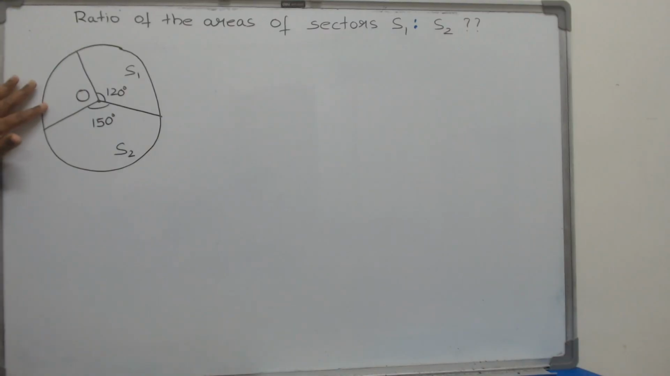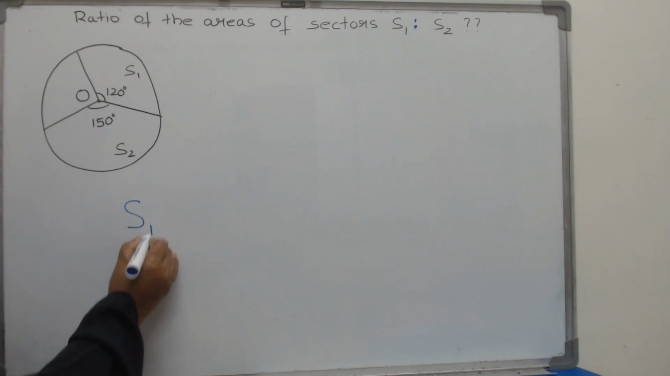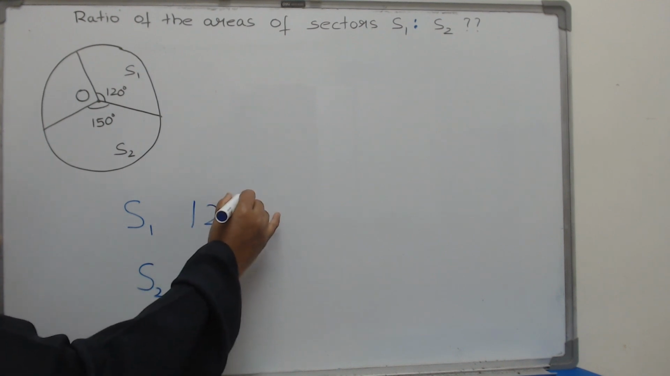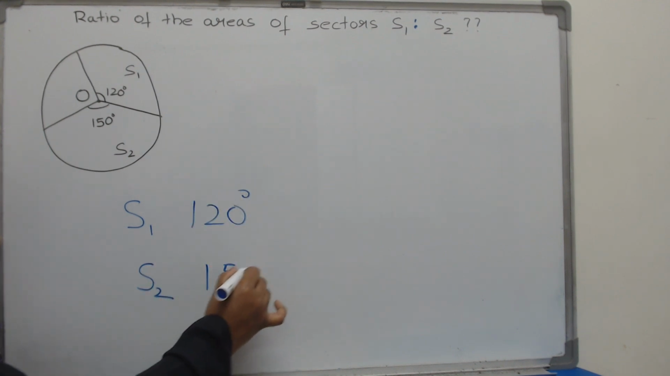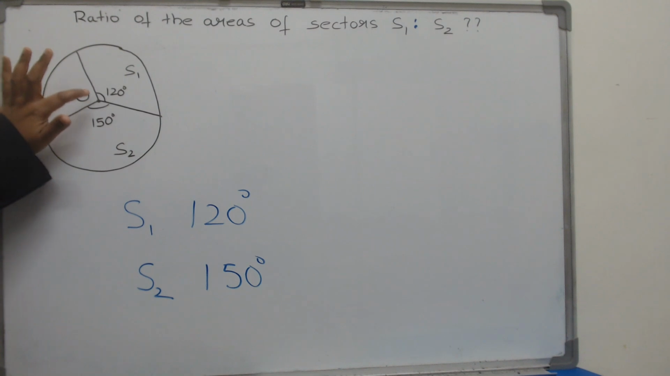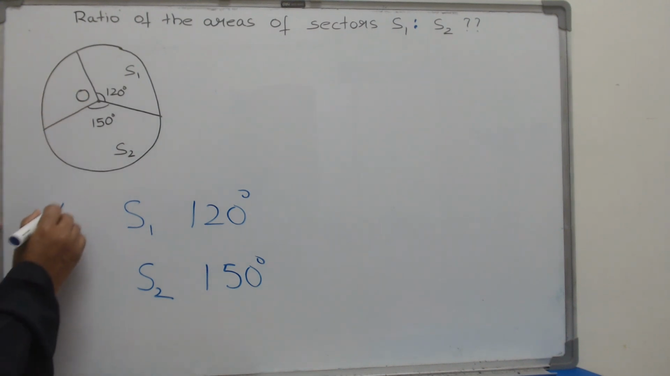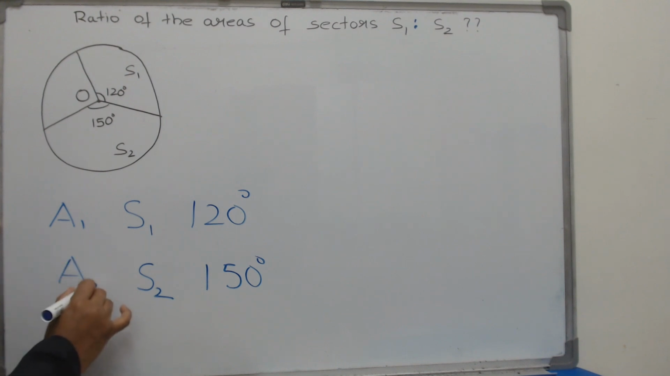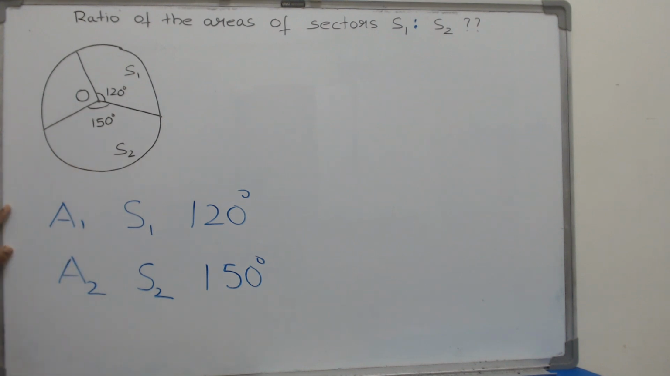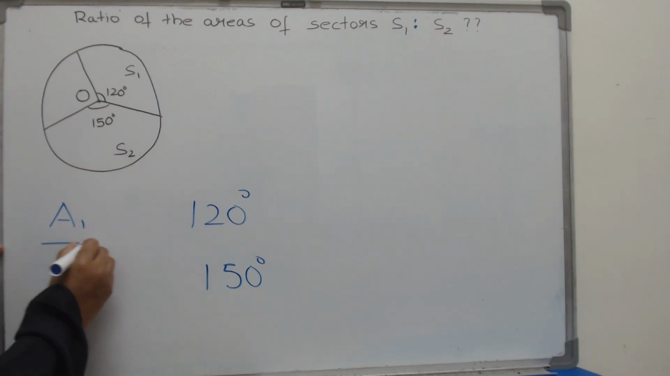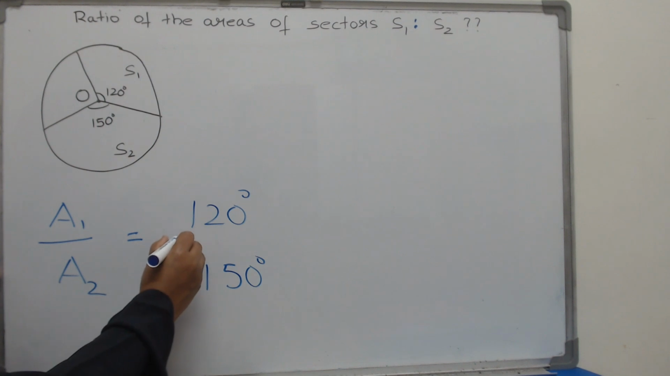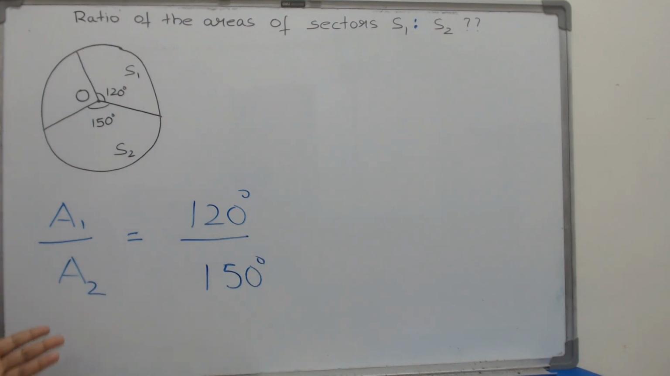We are given a circle with two sectors S1 and S2. S1 makes the central angle 120 degrees and S2 makes a central angle of 150 degrees. Central angle just means the angle made at the center. Now suppose A1 and A2 are their respective areas, the area of this whole sector. Now our question is, what is the ratio of A1 by A2? And that will be the same as the ratio of their central angles. That is the answer. End of the story.